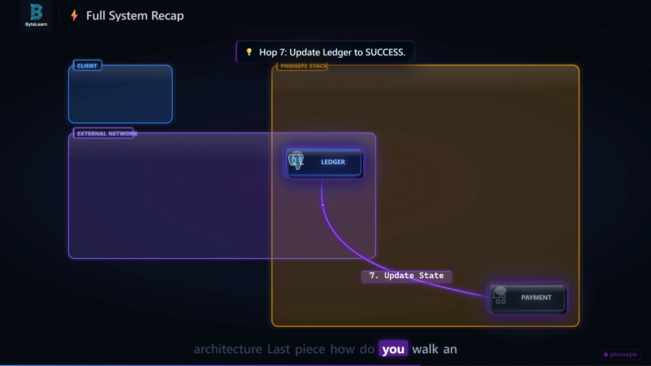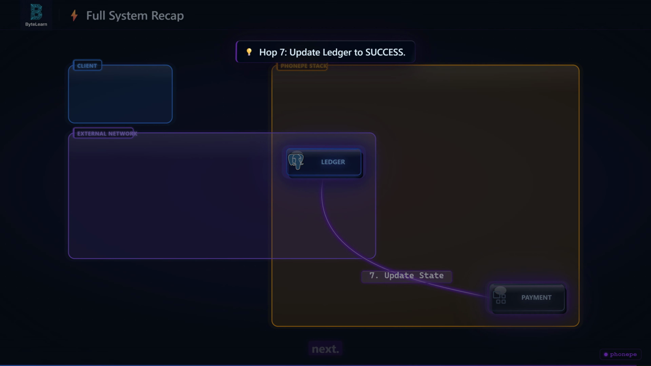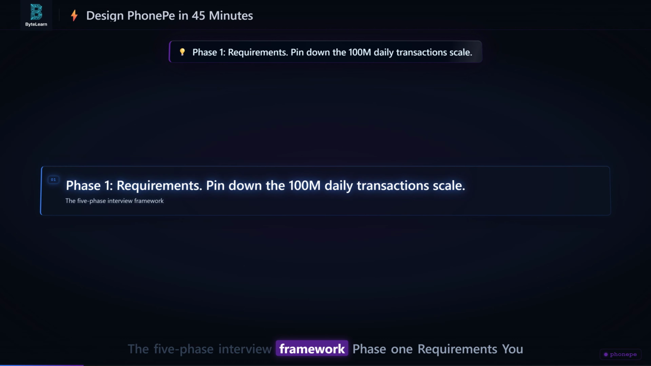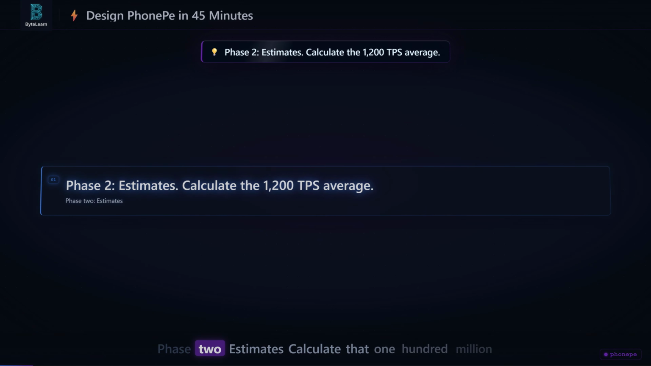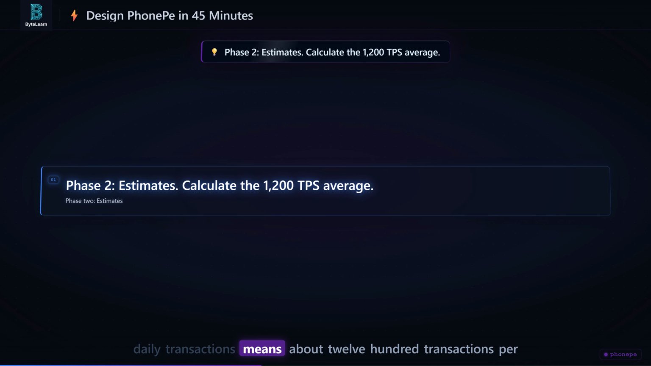Last piece. How do you walk an interviewer through this in 45 minutes? That is next. The 5-phase interview framework. Phase 1. Requirements. You must pin down the scale. 100 million daily transactions and the absolute constraint, zero money loss and strict consistency. Phase 2. Estimates. Calculate that 100 million daily transactions means about 1200 transactions per second on average, but easily 5000 at peak.